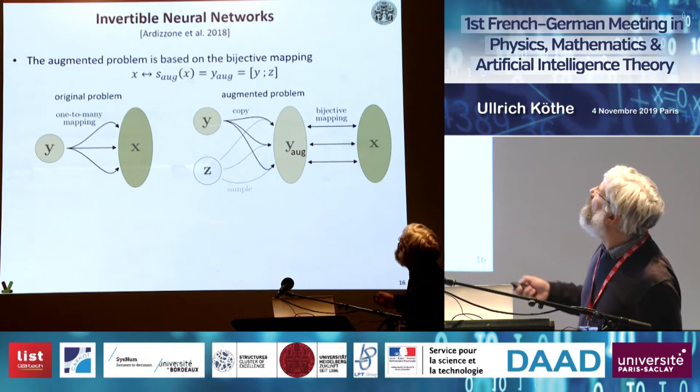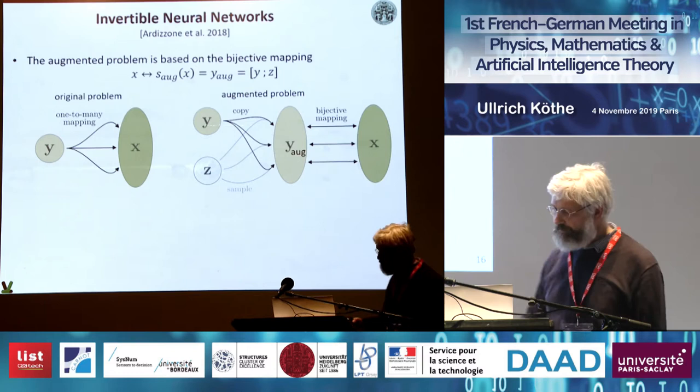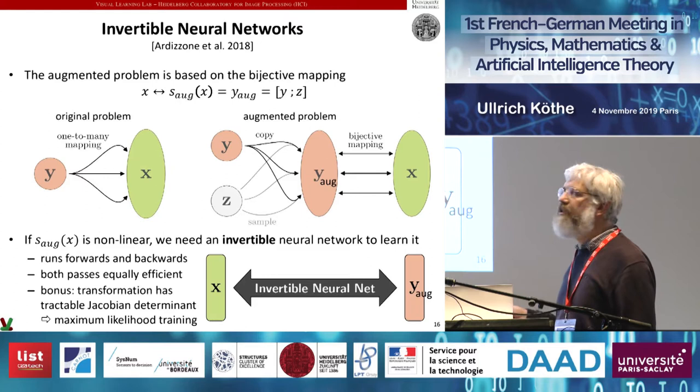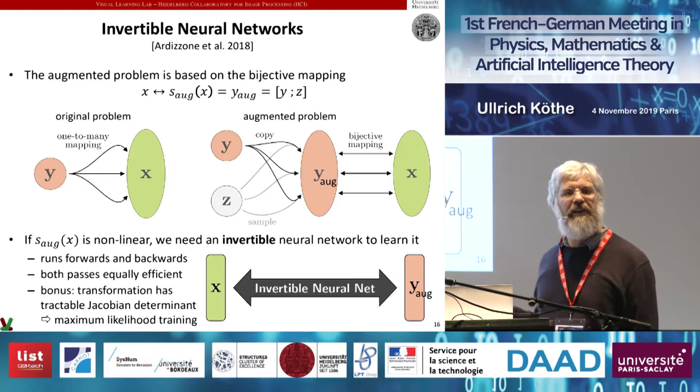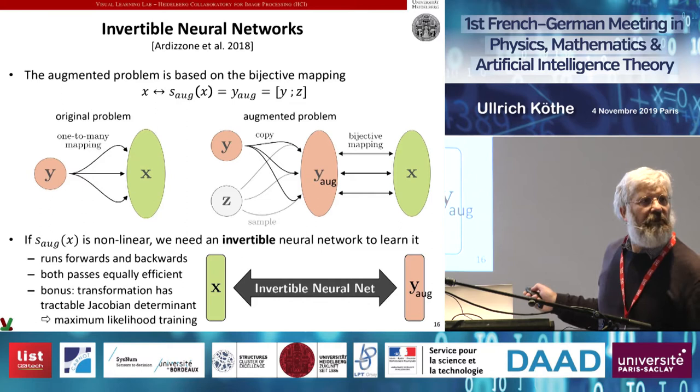So here again as a graph, that's the original forward mapping, which is ambiguous, and this is the augmented forward mapping, which is bijective. And we implement this with a neural network that we call an invertible neural network. Mathematically, an invertible neural network implements what's called a normalizing flow. So it maps data from one distribution to another distribution using a bijection in between.